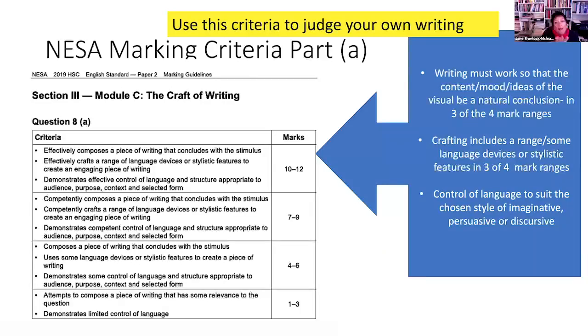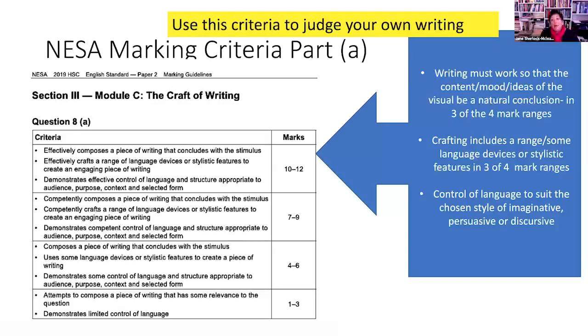Even the idea of crafting is in 3 of the 4 mark ranges, where you have to have a range of language devices or stylistic features in the A range, also in the B range, and then when we get to the C range there, some, but you've still got to have some. And also the control of language needs to be suited to not only the purpose and the audience, but the selected form. So that's a really important thing.